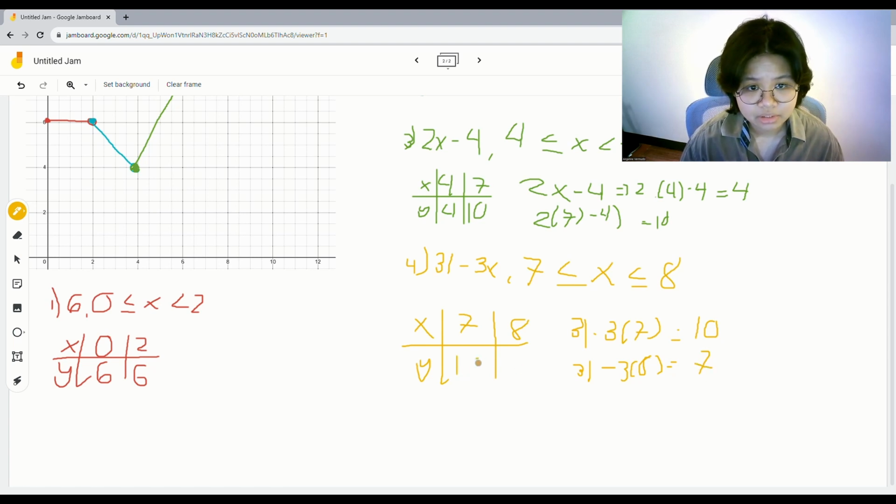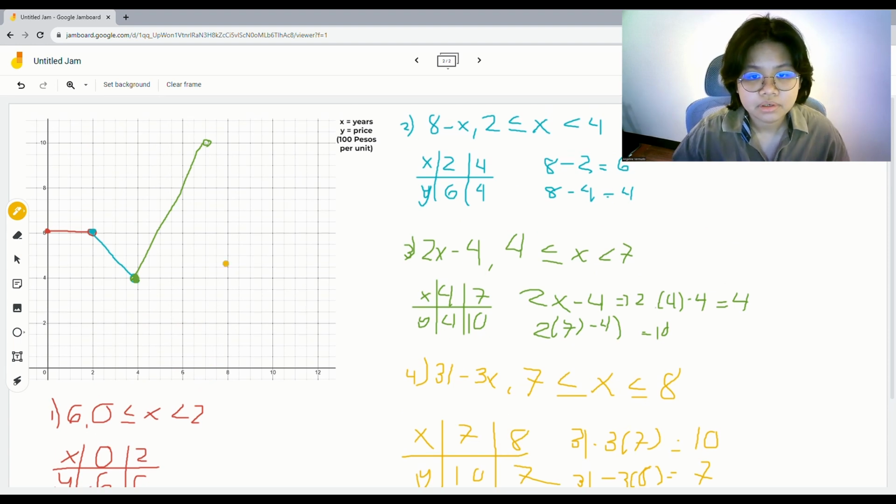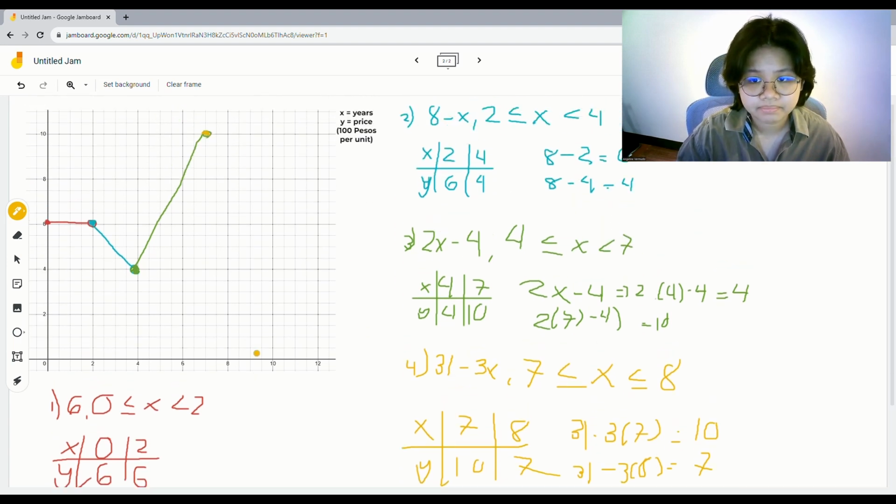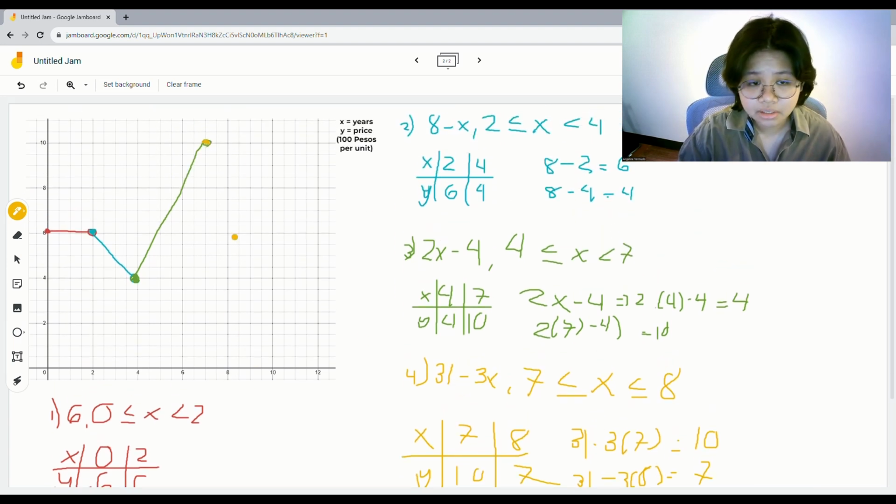Now that we have the values for our points, we will graph them again. So 7 is an x, and it will go to the 10 of y. And 8 is the other x, and it will go to the 7 of y. So there we have it. We have our graph and our solutions.